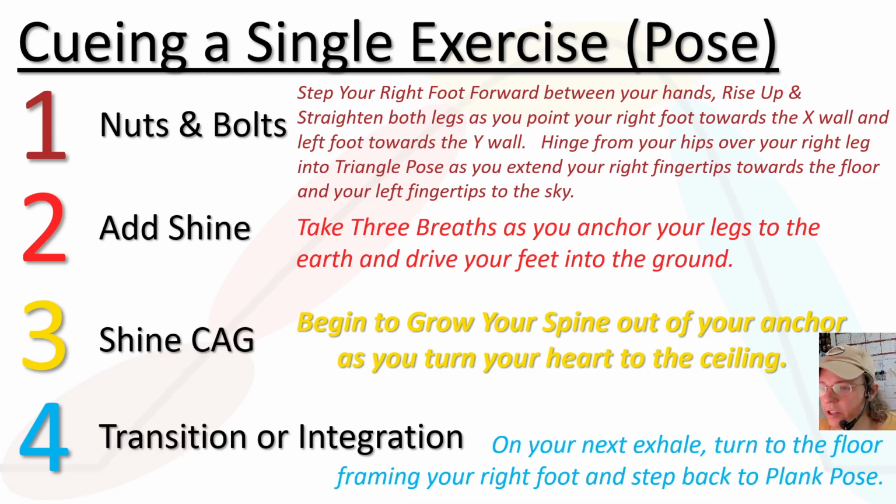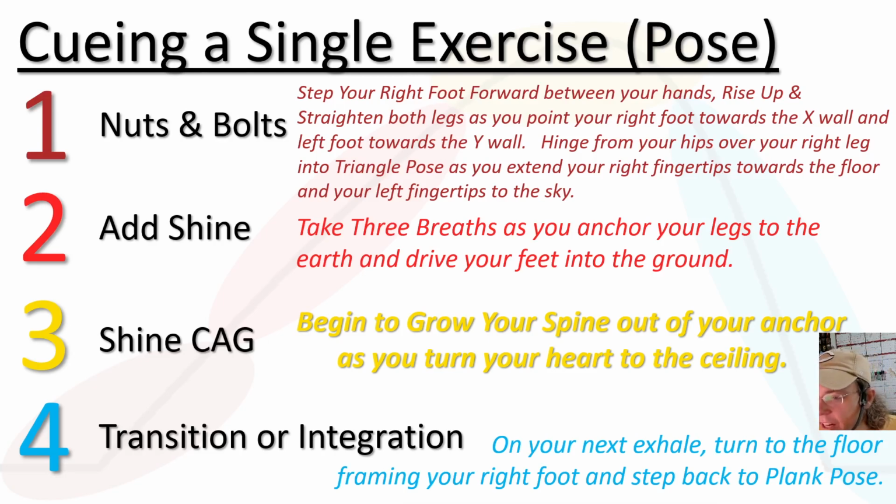So nuts and bolts, example here for triangle pose. Step your right foot forward between your hands. Rise up and straighten both legs as you point your right foot toward the X wall and your left foot towards the Y wall. Obviously, those are wall label names. Hinge from your hips over your right leg into triangle pose as you extend your right fingertips toward the floor and your left fingertips toward the sky, right? So I've got them in the stick figure form of the pose now.